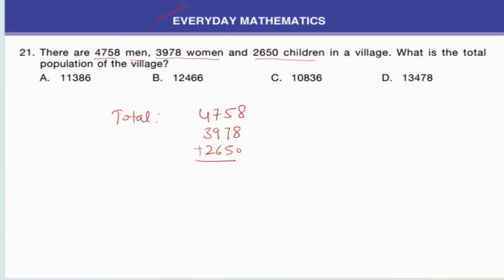And children are 2,650. I will add. 8 plus 8 is 16, carry 1; 1 plus 5 is 6, 6 plus 7 is 13, 13 plus 5 is 18, carry 1; 1 plus 7, 8, 8 plus 9 is 17, 17 plus 6 is 23, carry 2; 2 plus 4 is 6, 6 plus 3 is 9, 9 plus 2 is 11. So it is 11,386. Simple addition.